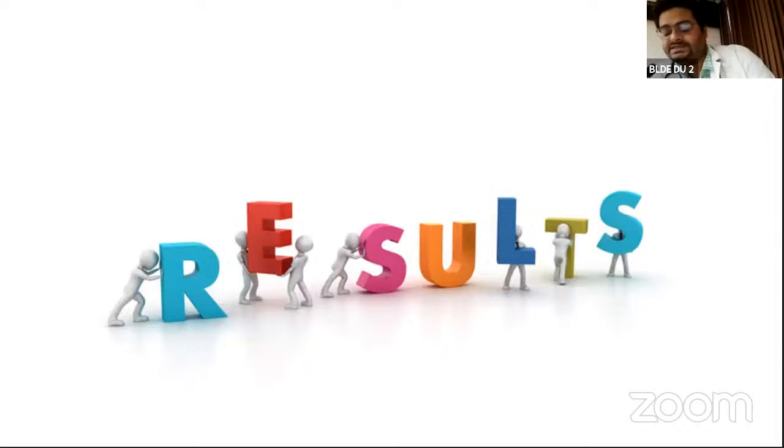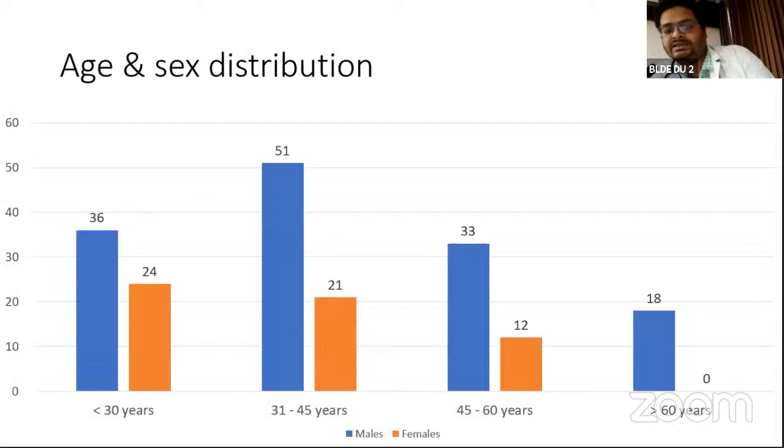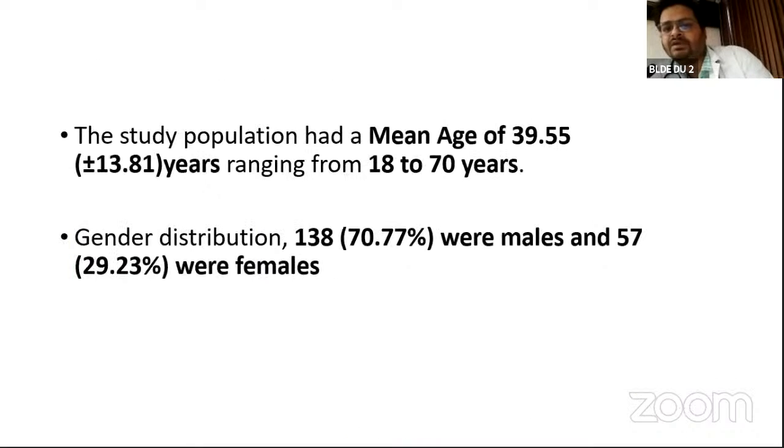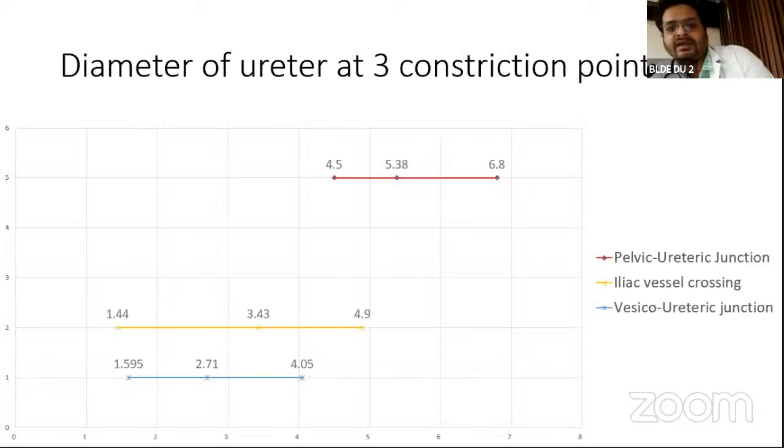Now coming to the results, this is the distribution of ureteric diameter across various age groups. The study population had a mean age of around 39.5 years with a plus minus deviation of 13.8 years, and it ranged from 18 to 70 years. In the gender distribution, around 70.7% were males and 29.2% were females.